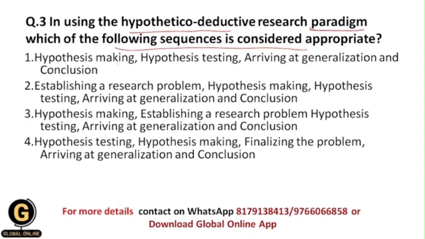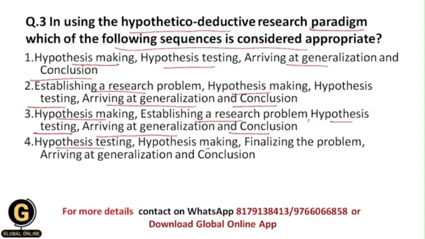So first is hypothesis making, hypothesis testing, arriving at generalization and conclusion, establishing a research problem. Second, hypothesis making, hypothesis testing, arriving at generalization and conclusion. Third, hypothesis making, establishing a research problem, then hypothesis testing, then arriving at generalization and conclusion. Fourth, hypothesis testing, hypothesis making, finalizing the problem, arriving at generalization and conclusion.